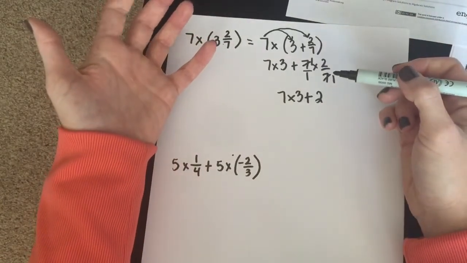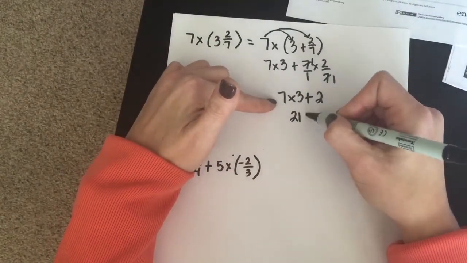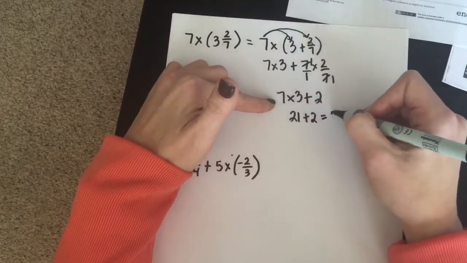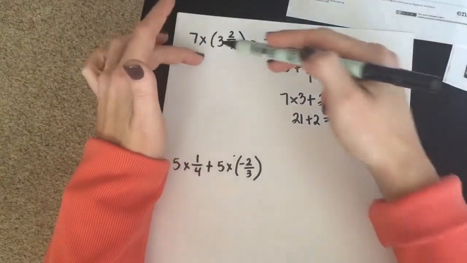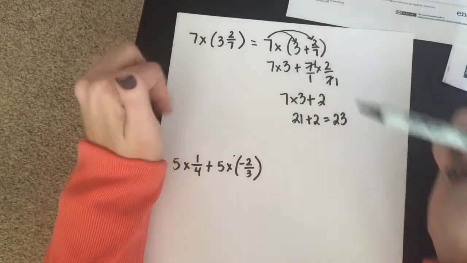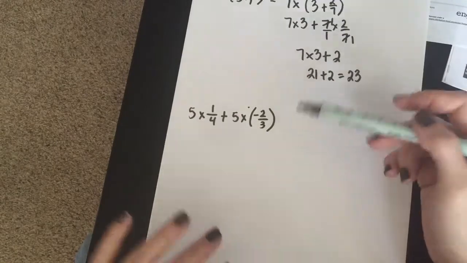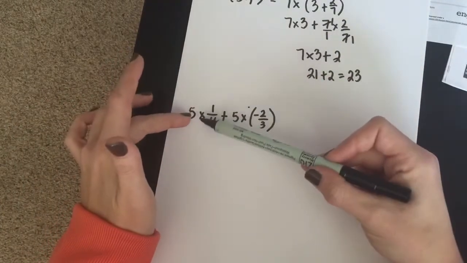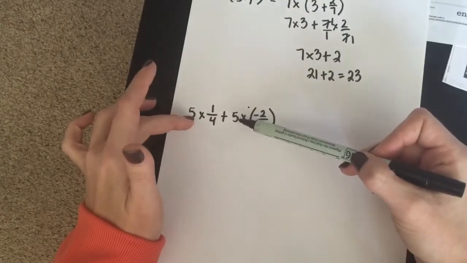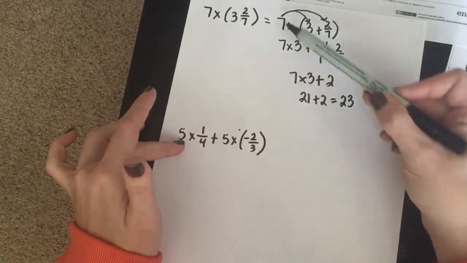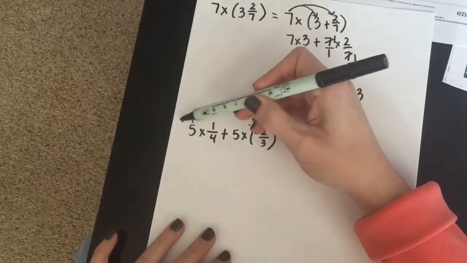Order of operations says to do multiplication first. So 7 times 3 is 21 plus 2. Our answer is 23. Much easier than trying to figure this out without splitting it apart. We can also use the distributive property and work backwards. I notice I have 5 times 4 plus 5 times negative 2/3. That 5 is being shared. So like up here where we distributed the 7, here we're going to take it out.